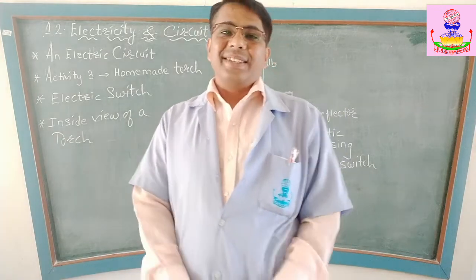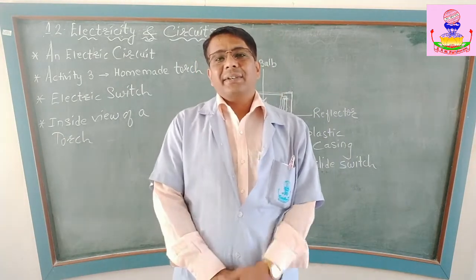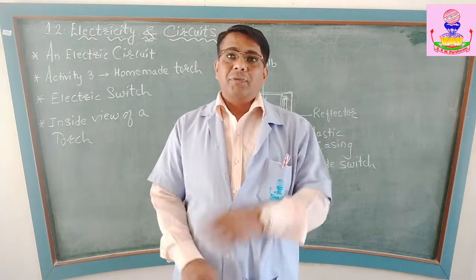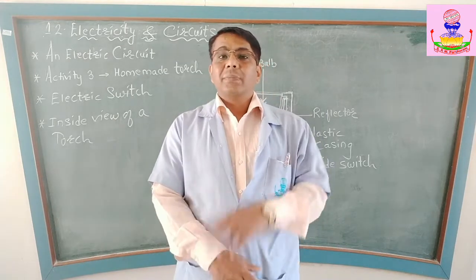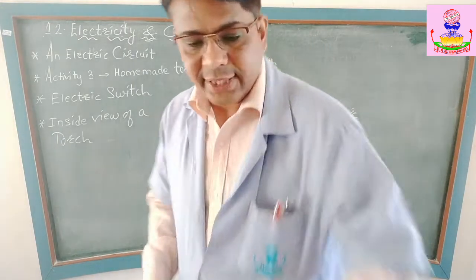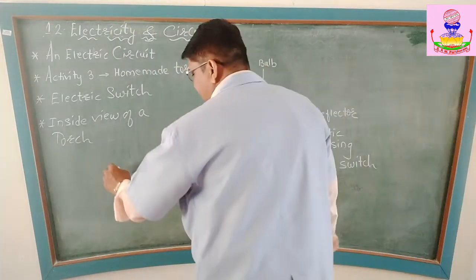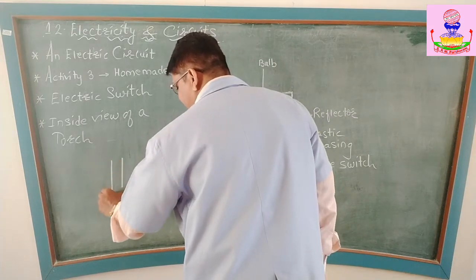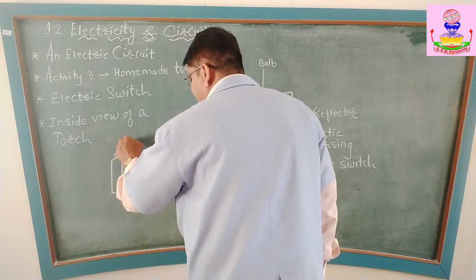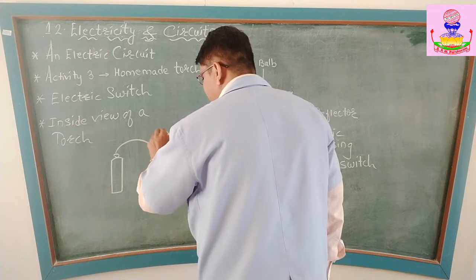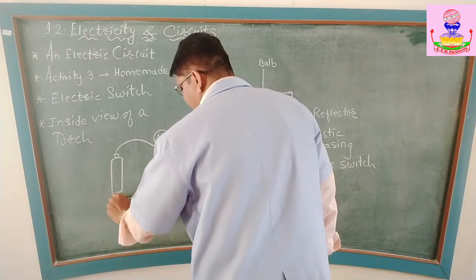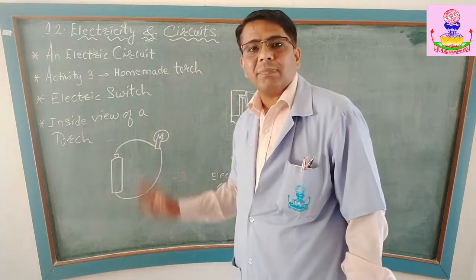On that day we have seen how a bulb glows when we connect it with the help of a wire. We have tried 6 different positions and we have seen that for the first position and the last position the bulb was glowing. So what actually happened there? For example, the first position was like this. I have taken a cell, and it was connected to a bulb like this. And we saw that the bulb was glowing.